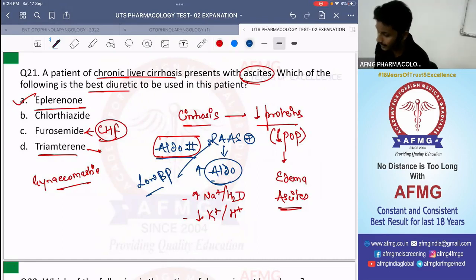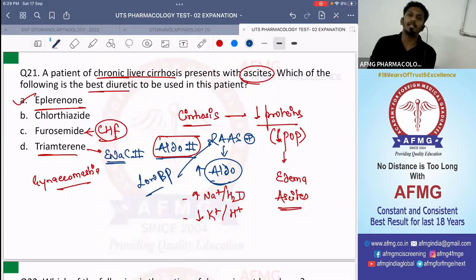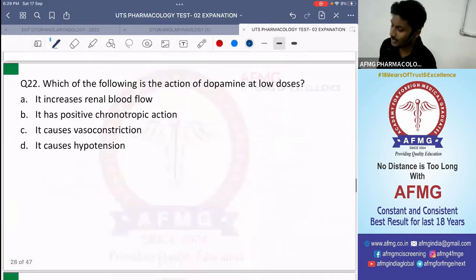Triamterene acts on which channels? This is an ENaC blocker or an ENaC inhibitor. It is an epithelial sodium channel blocker, okay. Triamterene and amiloride, these are also potassium sparing diuretics. No problem with this. Let us move ahead now. Question number 22.